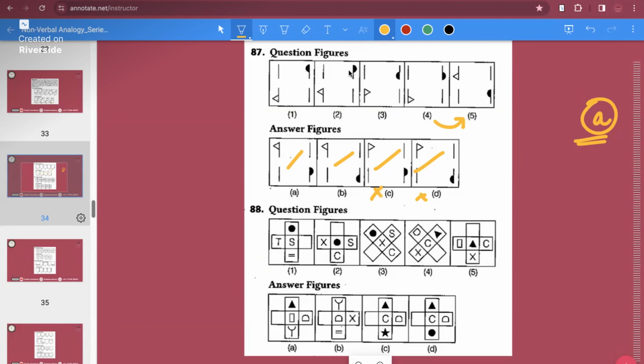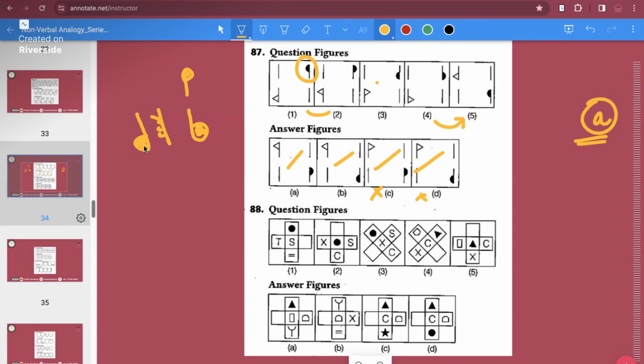Mirror image. First is the mirror image from 1 to 2, this element. And then it has been reversed and mirror image. This one is reversed, and when we reverse it like this, it will become like this. And then when you apply a mirror image, it will become something like this, right? To shade it.